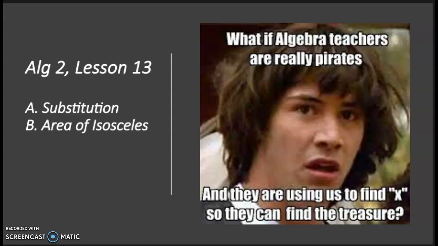Hi, this is Lesson 13, Algebra 2. We're going to talk about substitution, solving for variables in two equations at once, and area of isosceles triangles.